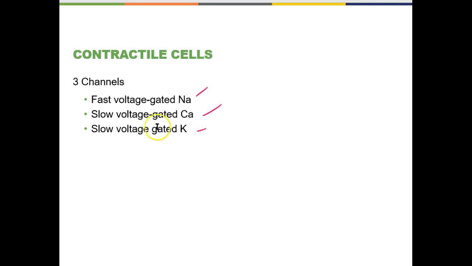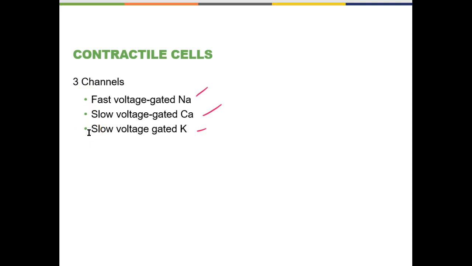So in the contractile cells now, you have all voltage-gated channels. So we are assuming that a contractile cell is going to be brought to threshold by one of its neighbors through the gap junctions in those intercalated discs. So you have 3 voltage-gated channels that all feel the depolarizing effect from the neighboring cell. The sodium channels open first because they're fast, then the calcium channels and the potassium channels.